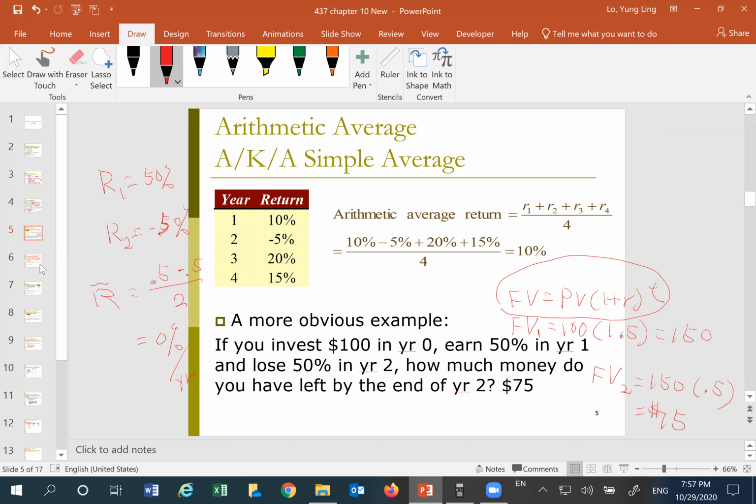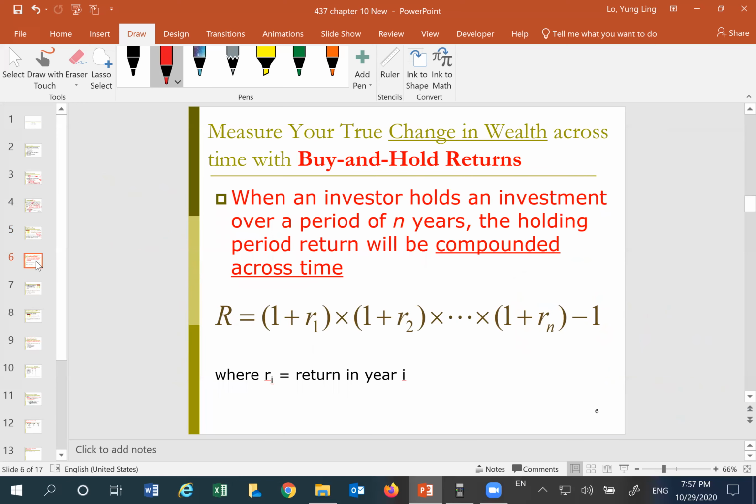So let's now look at other multi-period return measures. How do we measure our wealth change? Earlier we mentioned that arithmetic average cannot measure investors' wealth change appropriately. It always makes the investors look better than they're actually doing. So if you want to measure how your wealth changes across multiple periods, then you have to calculate what is known as the buy and hold return, which basically just takes the compounding into consideration across time.